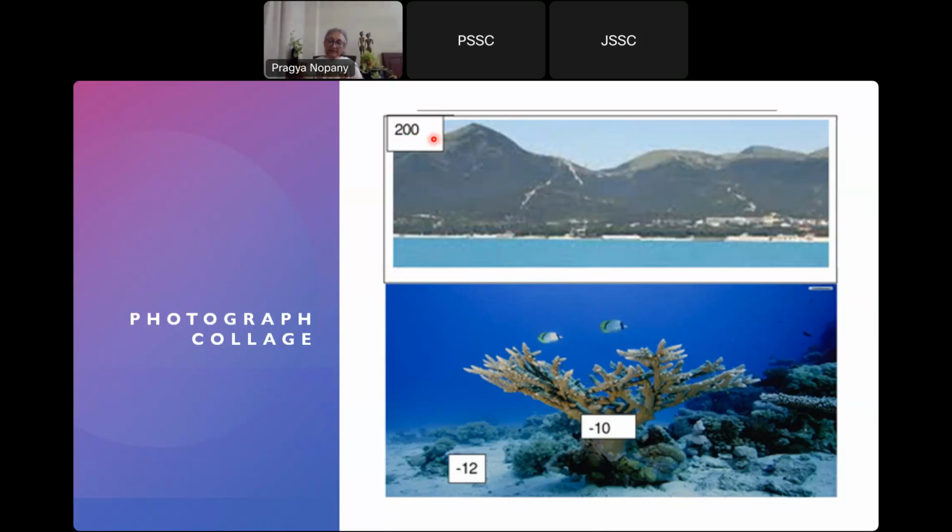So again through photograph collage the integers are being depicted.